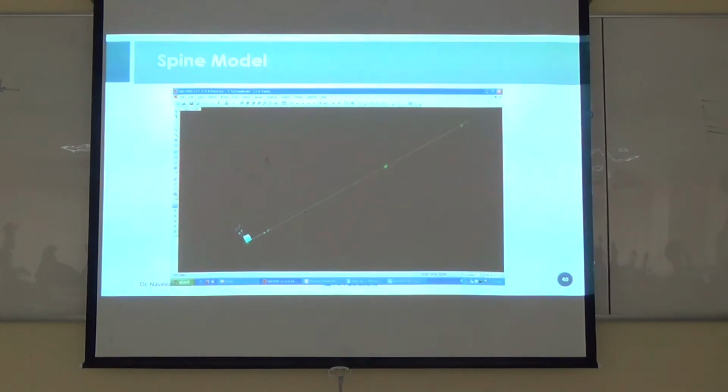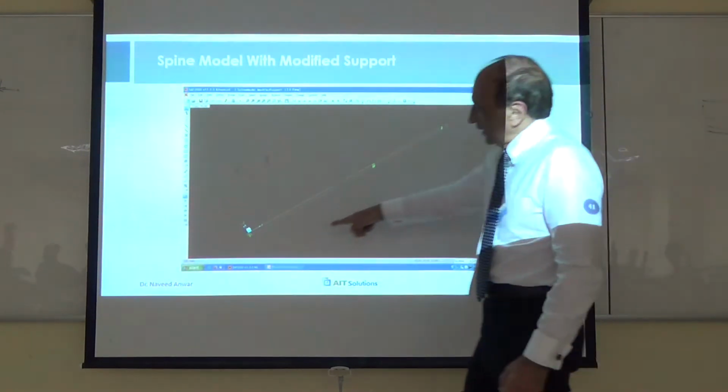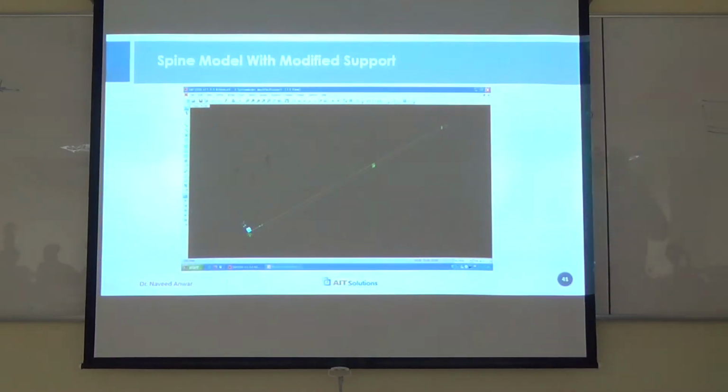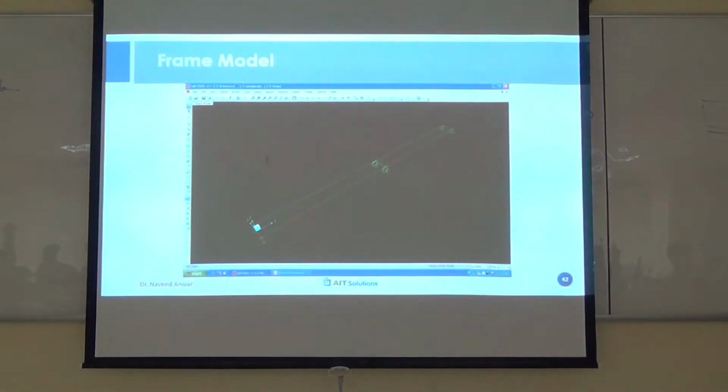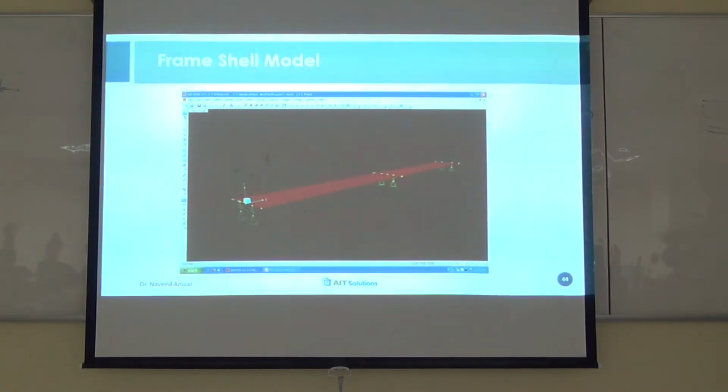This is the spine model, the beam model, with modified supports. You can have a model with the end support shifted. The whole deck can be modeled as one beam, and then you can model the bridges. You can have the frame model of the bridge with simplified rollers and pin. You can have a grid model. You can have a frame shell model where the girders are framed with shell with the offset of the support.